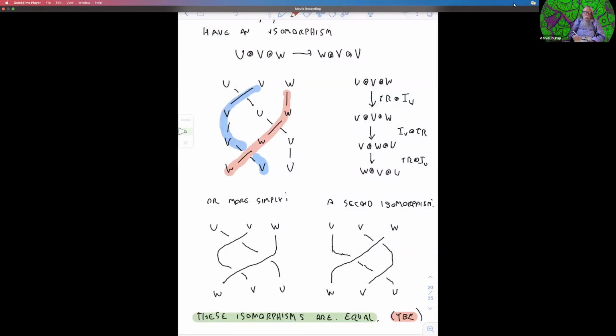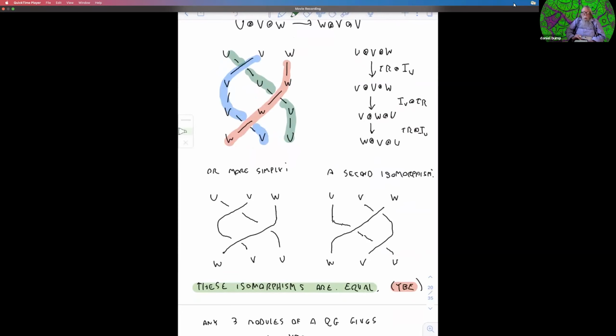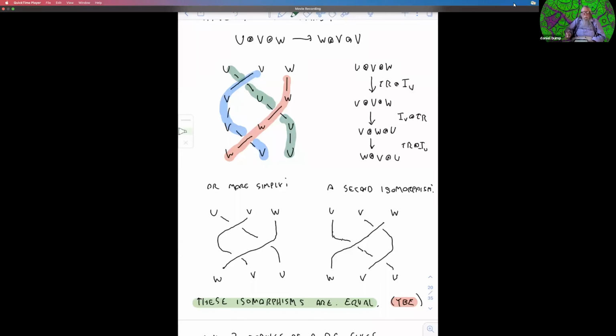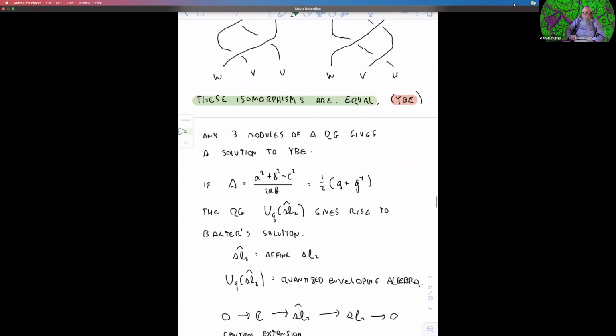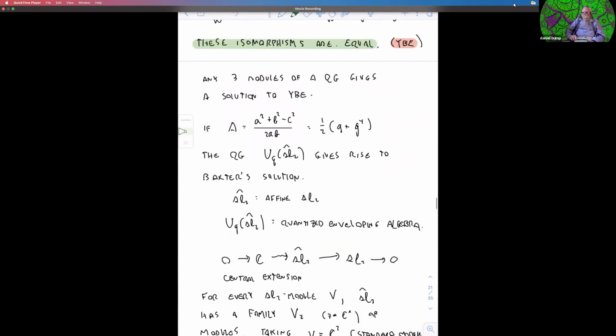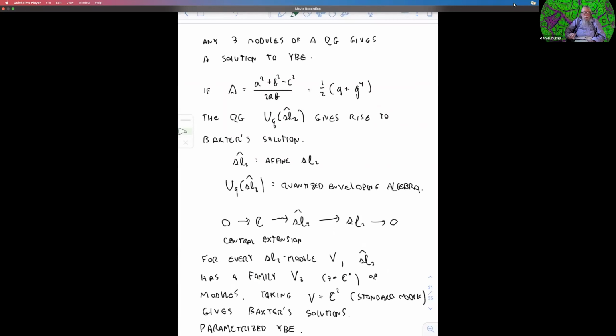And these two braids are equivalent. They're the same homomorphism from U tensor V tensor W to W tensor V tensor U. And this is the explanation of the Yang-Baxter equation. So if you unravel the consequences of this, this implies the Yang-Baxter equation as Baxter understood. So any three modules of a quantum group will give a solution to the Yang-Baxter equation like this.